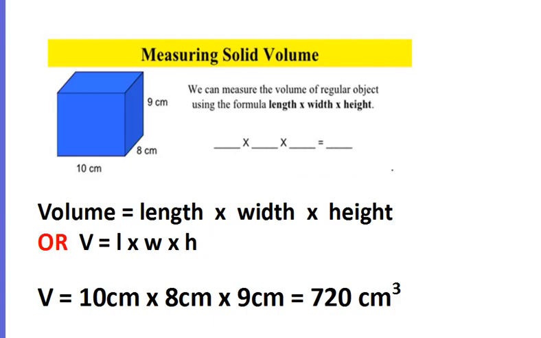Again, if you have an object with a shape that you can measure the sides, you would just carefully measure the sides, multiply length times width times height, and get your answer. So for this example, it would be 10 times 8 times 9. 10 times 8 is 80. 80 times 9 is 720. And again, the reason we have centimeters cubed here is because when you multiply centimeters times centimeters times centimeters, you get centimeters cubed. Just like you multiply the numbers together, you have to multiply the units of measurement as well.